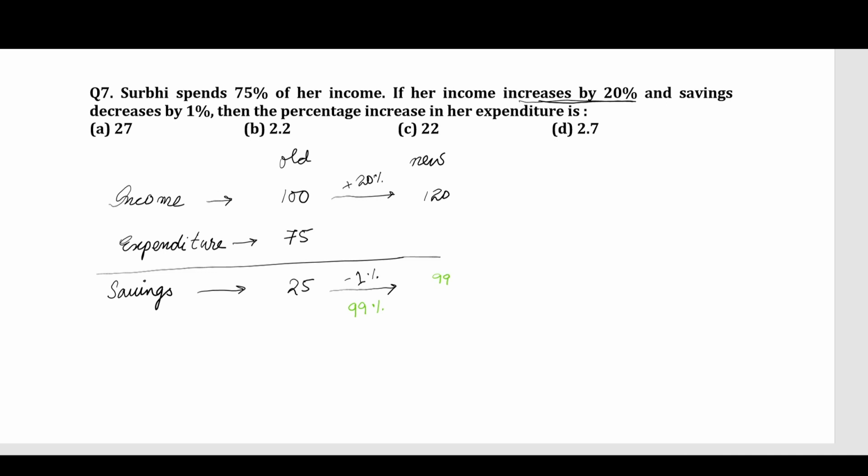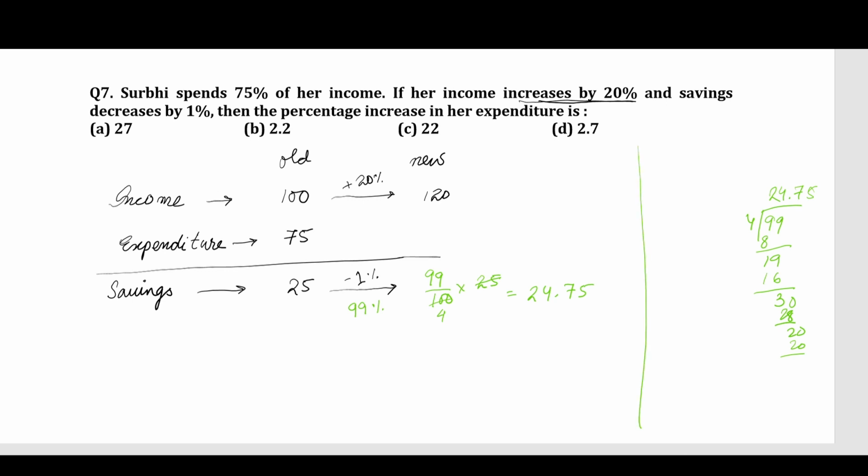So the new savings is 99% of 25, which is 99 by 100 into 25. 25 by 4 and 99 by 4. 4 2s are 8, 1 9, 4 4s are 16, 3, 0, 4 7s are 28, 4 5s are 20. So 24.75 is the savings.